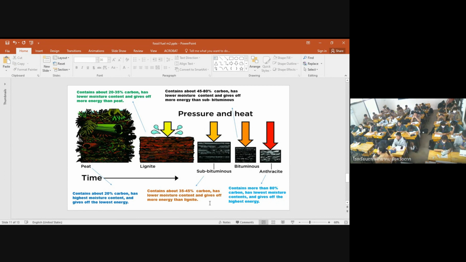Now I'm going to ask, how many percent of carbon in bituminous? We have your 45 to 80%. Very good. How about how many percent of carbon in peat? We have your 20% of carbon. Very good. How about your anthracite? Okay, we have more than or 80% of carbon. How about your subbituminous? Okay, we have your 35 to 45% of carbon. So boys, listen. And your lignite is 20 to 35% of carbon.